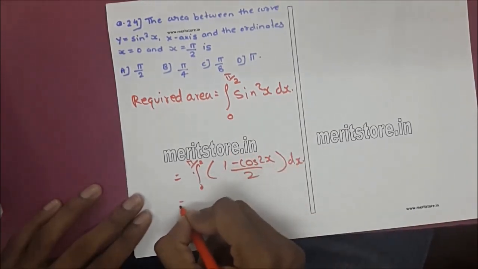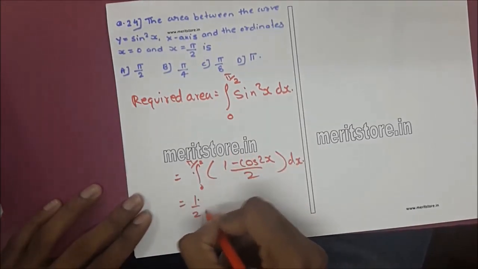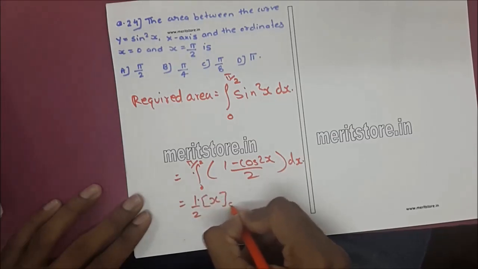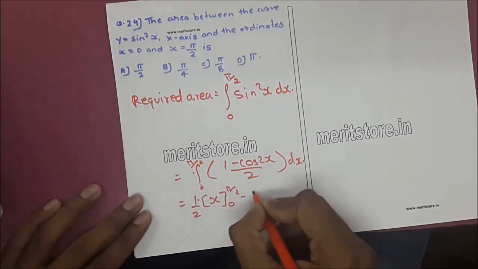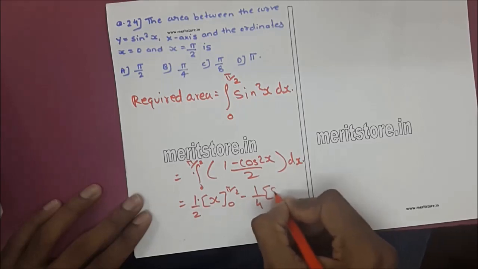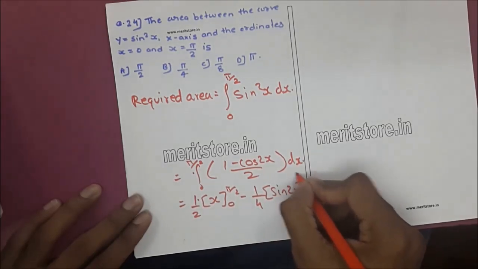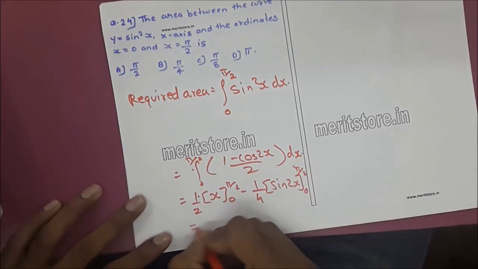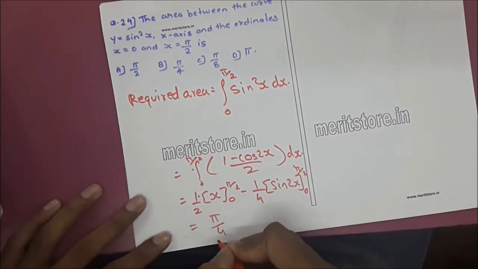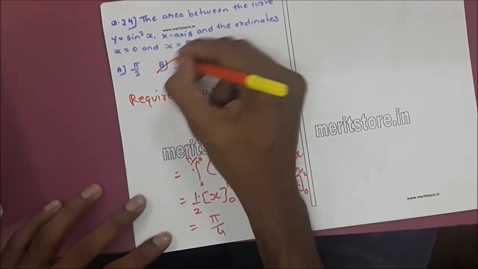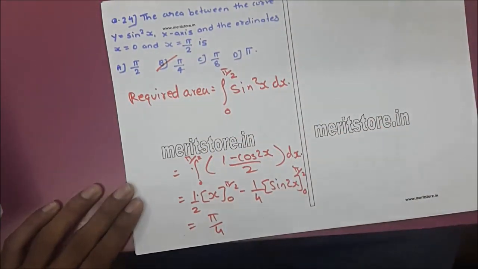We integrate this part, we get pi by 2 x from 0 to pi by 2 minus 1 by 4 sin 2x from 0 to pi by 2, that is nothing but equal to pi by 4, which is option B. Option B is the correct answer.